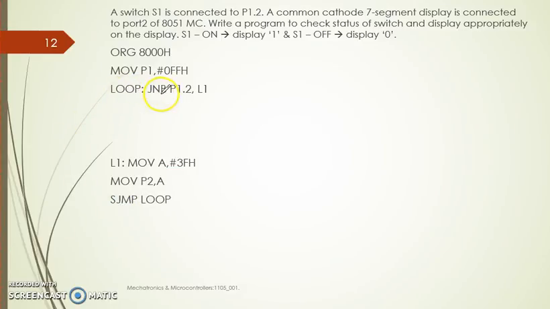So again I have to monitor P1.2. If there is a bit at P1.2, that means the switch is being pressed and we have to display 1. So MOV A, #06H. 06H is the hex equivalent for the character 1. Send it out through port P2 and again I have to monitor, so let's jump back to loop.